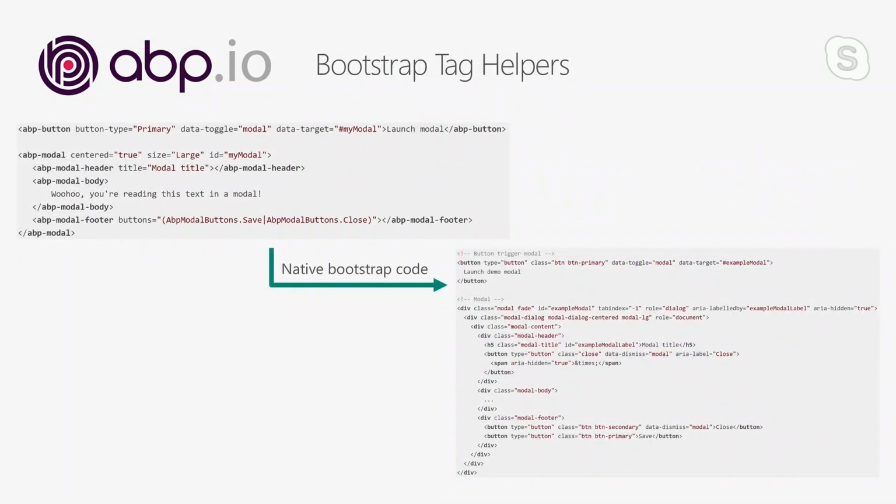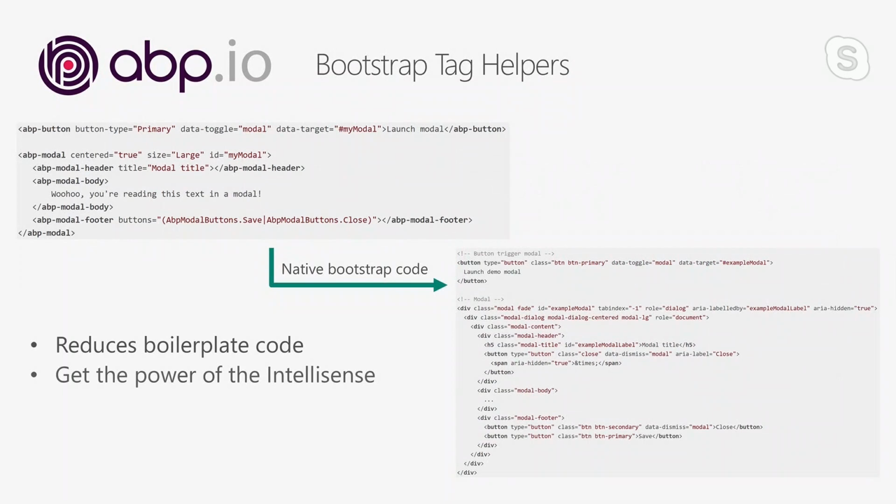We have created tag helper wrappers for most of the Bootstrap 4 components like buttons, modals, cards, tabs, and so on. In this sample, you see a button and a modal dialog code written using ABP tag helpers. It produces native Bootstrap code on runtime. In this way, you write less code to create Bootstrap components in your views. It makes it possible to get the power of IntelliSense. When you want to directly work with the Bootstrap code, you are free to write native Bootstrap HTML, which cooperates nicely with the ABP tag helpers.